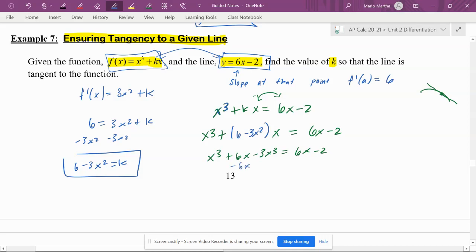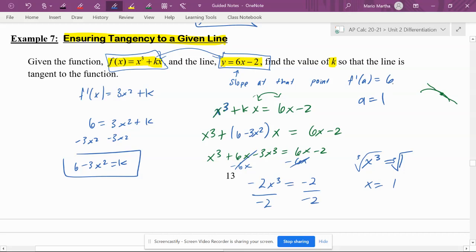Take away the 6x from both sides. That makes it a lot easier. That is going to give us negative 2x to the third power equals negative 2. And then divide both sides by negative 2, and we have x cubed equals positive 1. So therefore, x equals 1, right? If you take the cube root, you still end up with positive 1. So here we know that the a value is equal to 1, all right?